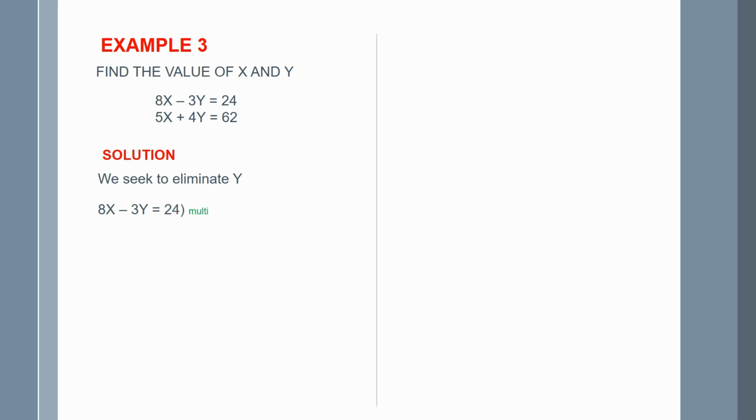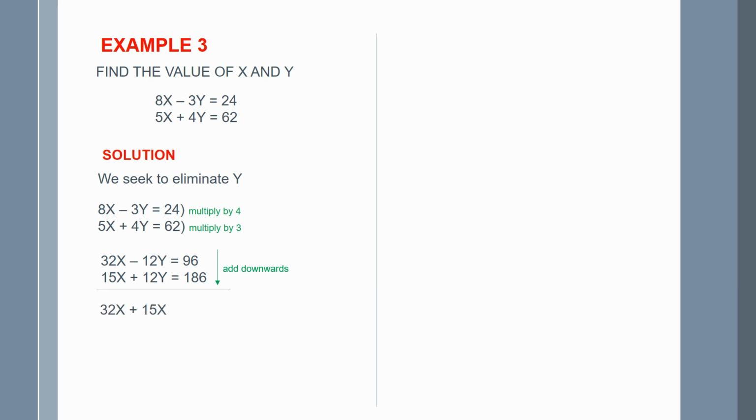To do that, we'll have to multiply the first equation by 4 and multiply the second equation by 3. So what do we have? 8x times 4 is 32, so 32x minus 12y equals 96, while the second equation becomes 15x plus 12y equals 186. Now we're going to add downwards. Why adding? Because the sign before 12y in the first equation is negative, while the sign before 12y in the second is plus. So the only way to eliminate y is through addition, not subtraction.